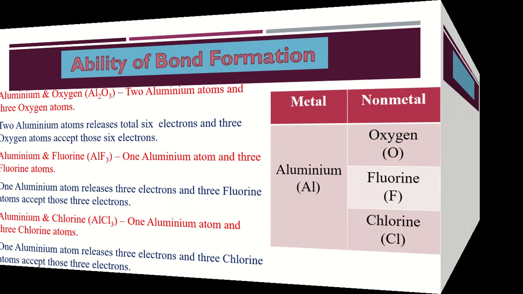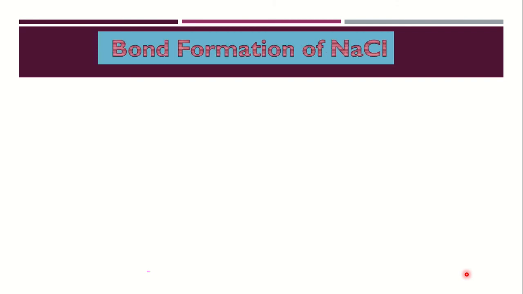In this way, potassium, calcium and other metals, zinc, iron, all other metals, they make ionic bond with other non-metals. Not only this, any negatively charged radical or anion can make bond with any metal or any positively charged radical, and this bond is also called ionic bond.